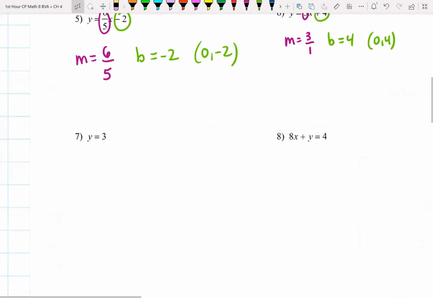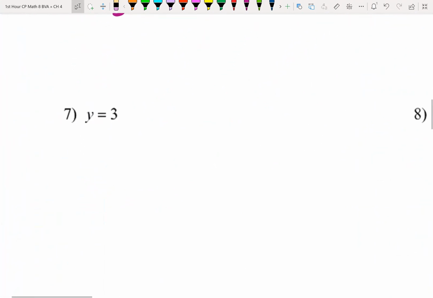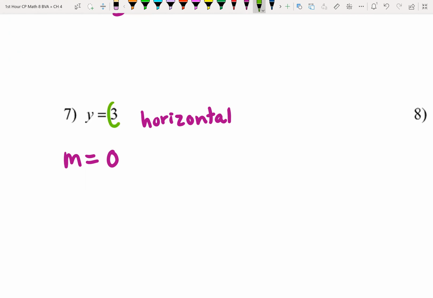In number 7, that is an equation of a horizontal line. So that's a special case. That's a horizontal line, and horizontal lines have a zero-fun slope, a slope of 0. If you remember ski man or slope man, so the slope is equal to 0. And your y-intercept is that number you're staring at, 3. So 0, 3 is the y-intercept. All equations that are y equals a number, those are horizontal lines.